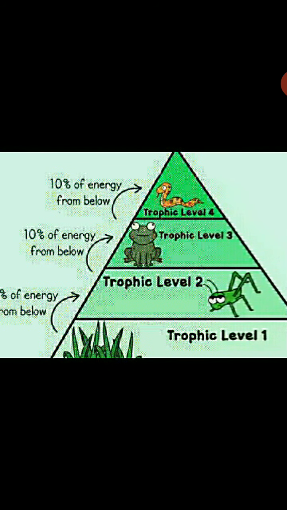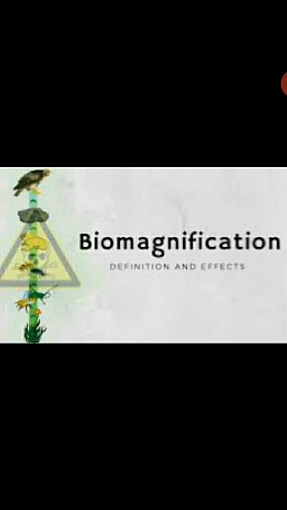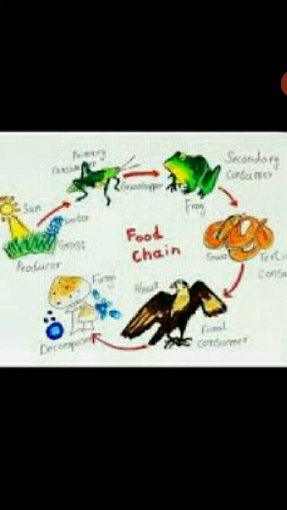So, pesticides enter the food chain at the producer level and are transferred along the food chain. The increase in concentration of harmful chemical substances like pesticides in the bodies of living organisms at each trophic level of a food chain is called biomagnification or biological magnification. Pesticides are non-biodegradable chemicals, so they get accumulated at each trophic level.